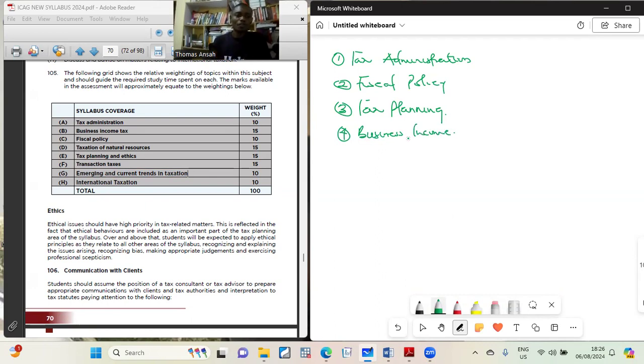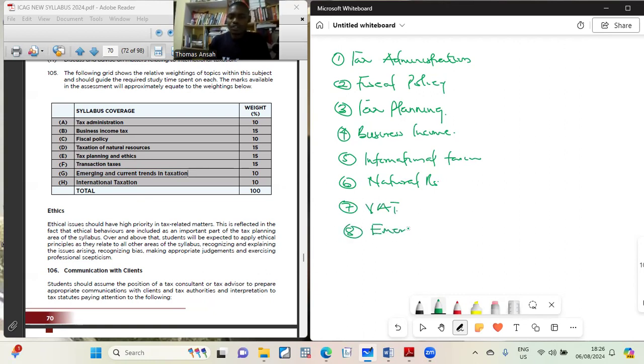Then as part of a business, the person may be operating a business, maybe in local business or international business. We'll be looking at international taxation. Then we'll be looking at the taxation on the natural resources. Then later on, we will talk about the VAT, then the emerging issues. All right, so that is how it is going to look.